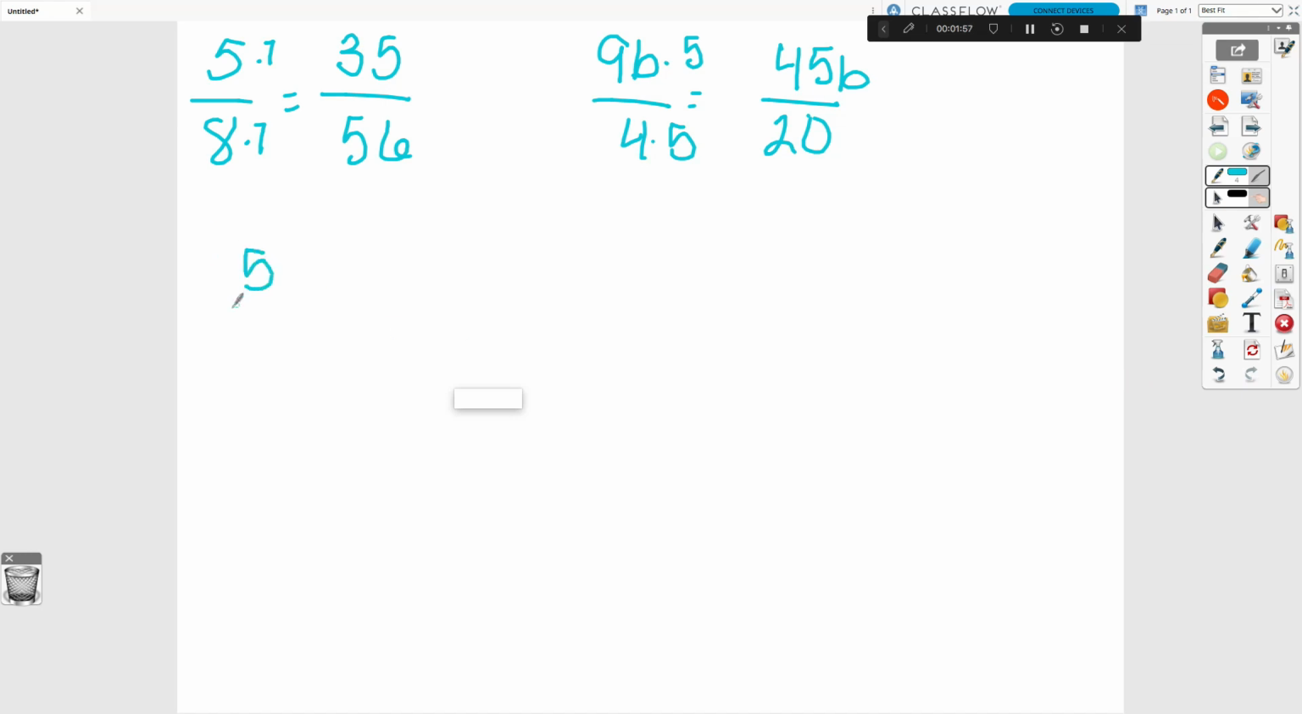58 says 5 over 9y is what over 18y? Why is it 10, Austin? Because we took that times 2, and so whatever we do to the bottom, we also have to do to the top.